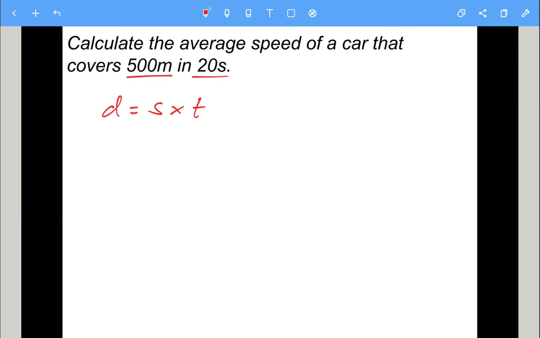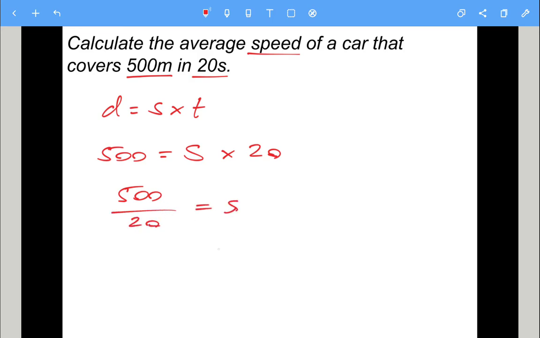And then you can just put your numbers in. So the distance is 500 equals speed. Now we're looking for speed, so we'll call that S times time. Time is 20 seconds. So if you're in a maths lesson, your maths teacher might ask you to find S or make S the subject. So speed, we need to get rid of the times 20. So to get rid of times 20, we take it to the other side and we do the opposite, which is divide. So it'll be 500 divided by 20, and that will give us the speed. And the speed is 25 meters per second.